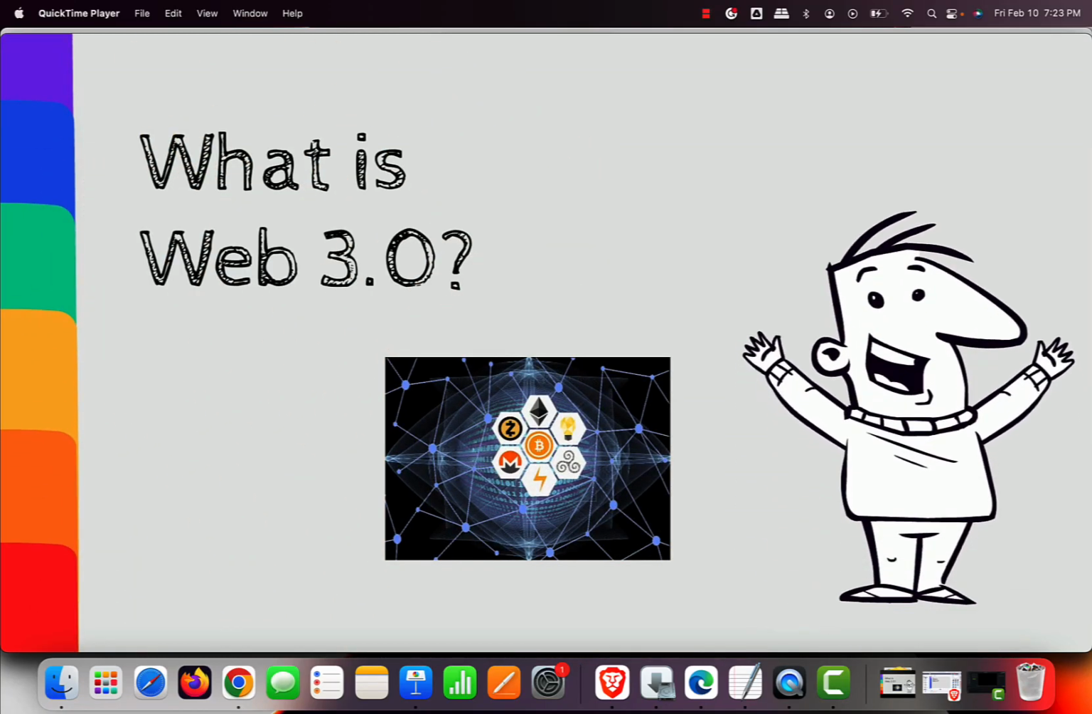Our today's topic is Web 3.0. We have been hearing a lot of buzz about it, so let's demystify this topic a bit. Now before moving on to Web 3.0, let's give you a history of how we reached Web 3.0.